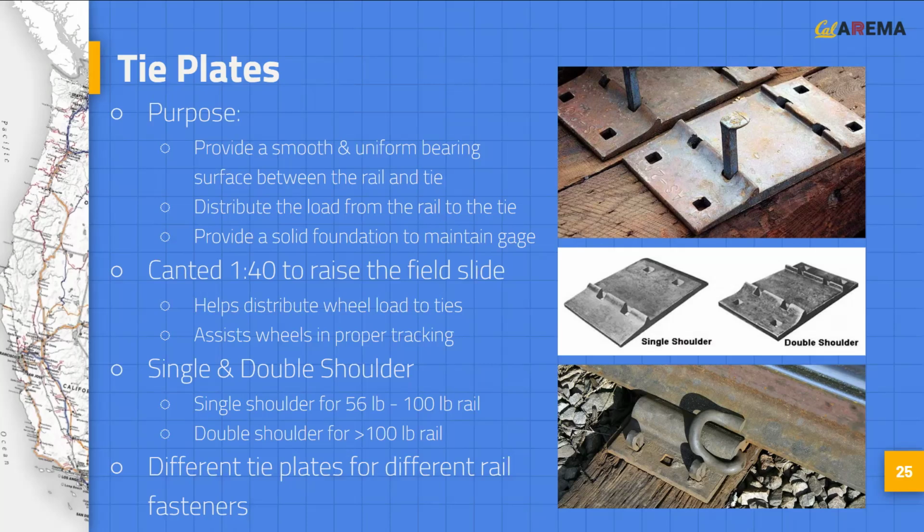Tie plates are not reversible, as they are typically canted at a 1 to 40 slope to raise the field side of the rail, helping to distribute the wheel load to the ties and assisting the wheels tracking around curves. Tie plates are produced as single shoulder or double shoulder plates. Single shoulder plates are used with lighter rail sections, while double shoulder plates are typically used with heavier rail sections of greater than 100 pounds. There are different tie plates for different tie fasteners, such as traditional track spikes or Pandrol clips.